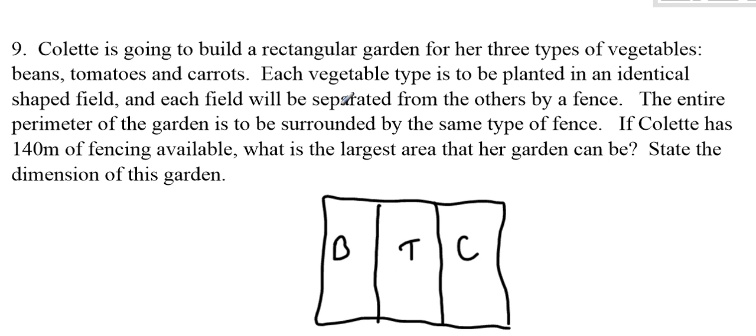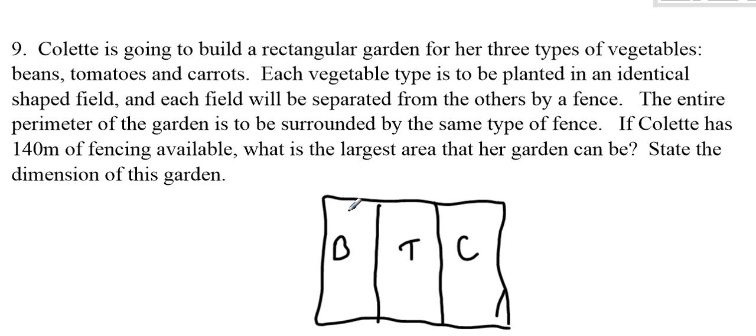So what do we know? Again, let's reread and make sure I'm not missing something. He's going to build a rectangular garden. Each vegetable is to be planted in an identically shaped field, and each field is separated from the others by a fence. The entire perimeter is surrounded by the same type of fence. So each of these black lines is going to be made of a fence. And Colette has 140 meters of fencing available.